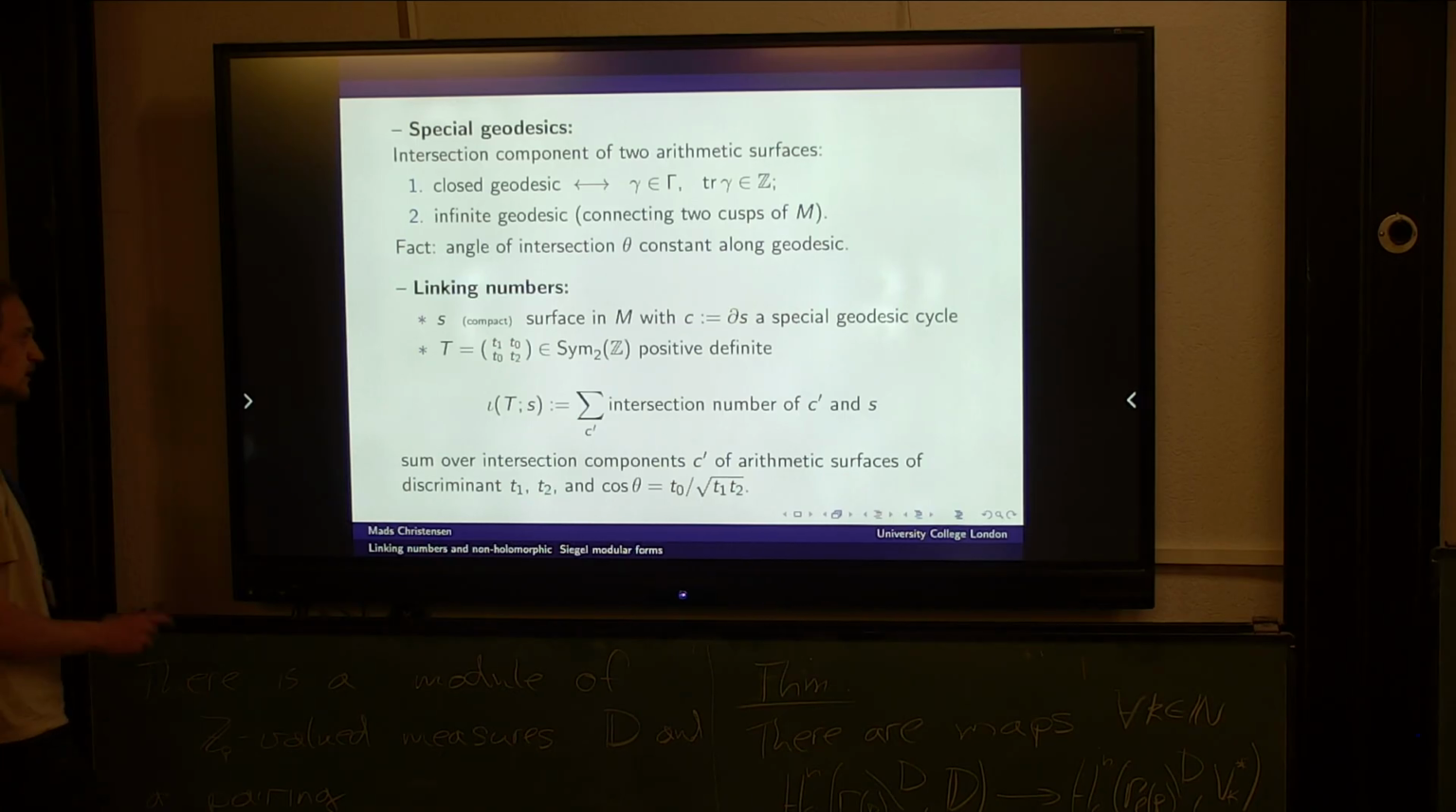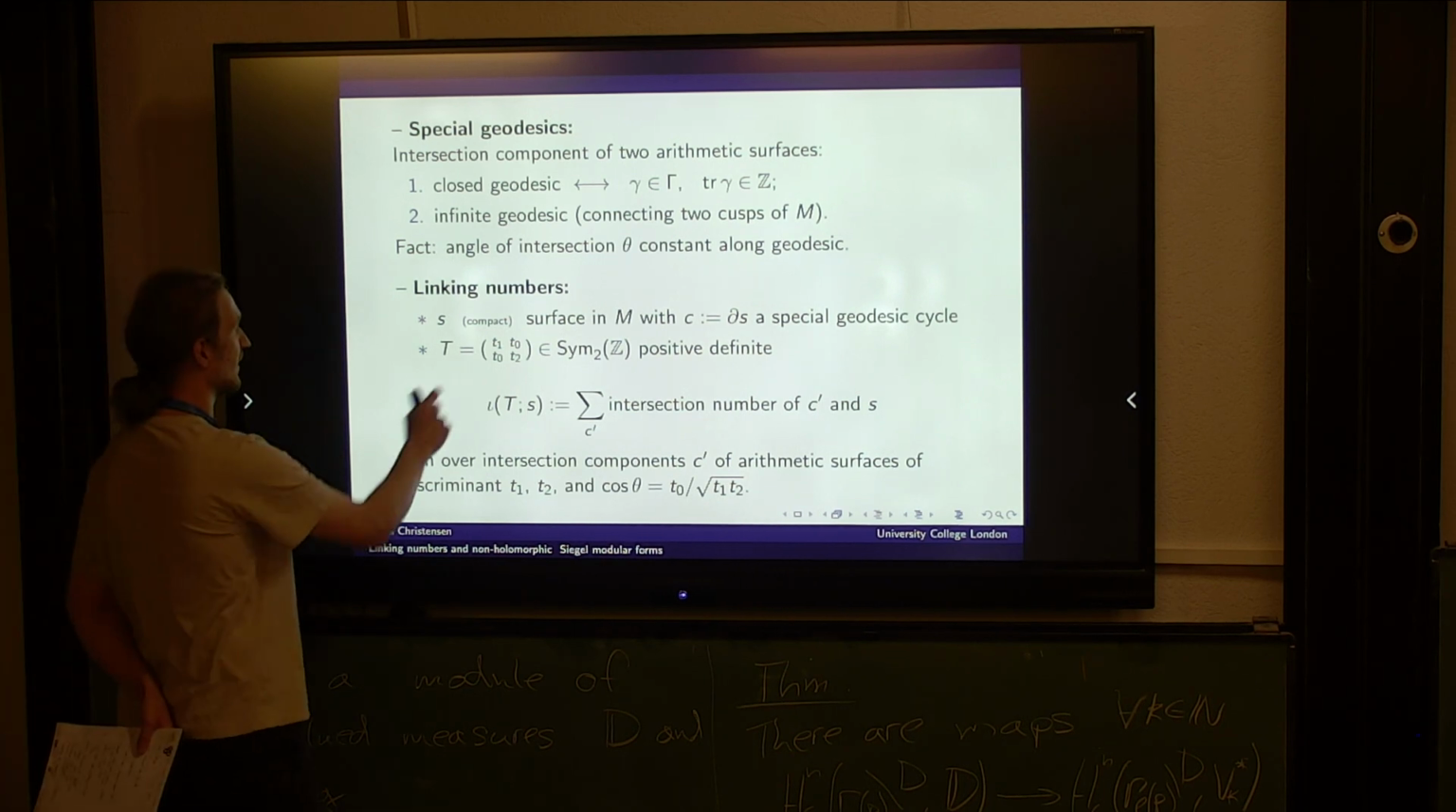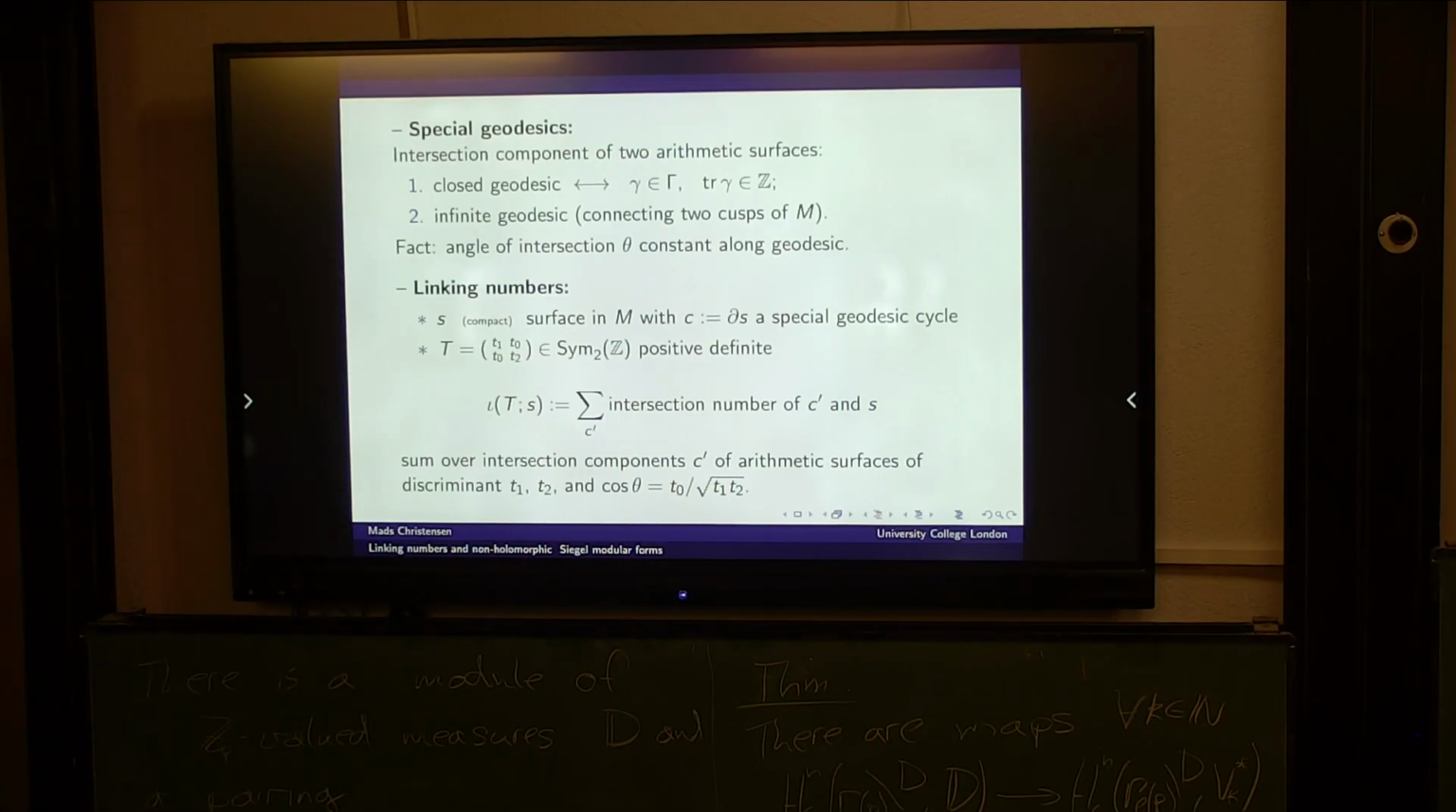But okay, we consider this number iota_T(S), and it's the sum over the intersection number of C' and S, where C' is sampled in the most natural way. So you sample pairs of arithmetic surfaces where the equation has discriminant T1 and T2, and where the angle of intersection is related to the off-diagonal entry T0, I guess in the same formula that we saw earlier today. Okay, so somehow we naturally sample over the most natural families of geodesics that you can get this way, and then we consider the intersection number with S.